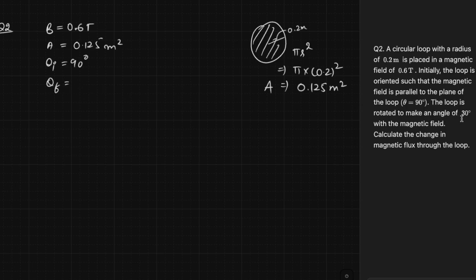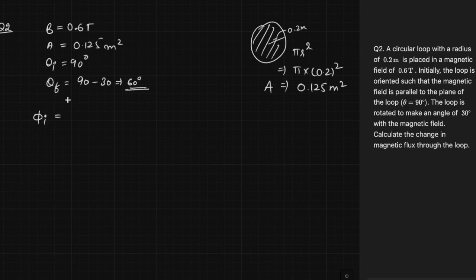The loop is rotated to make an angle of 30 degree with the magnetic field. Now here is the catch. This 30 degree is the angle of the loop, not the angle between the area vector and the magnetic field, not with the normal. So what will be theta? Theta will be 60 degree, the complementary angle. So theta f will be 90 minus 30, equal to 60 degree. This was an important catch. If you put 30 degrees directly here, you will get the wrong answer. So now let us calculate step by step.